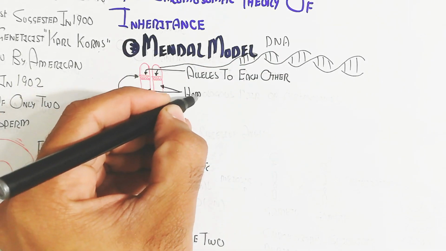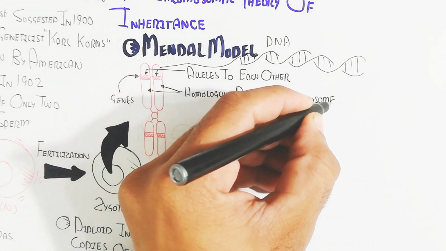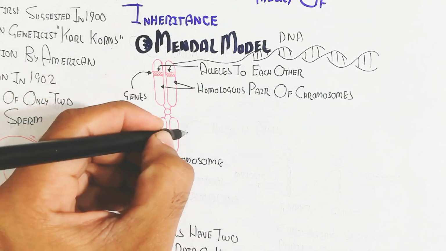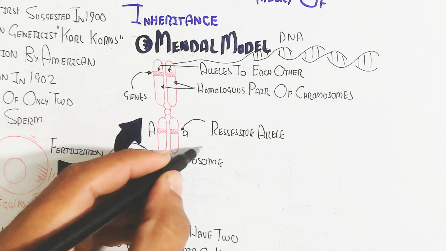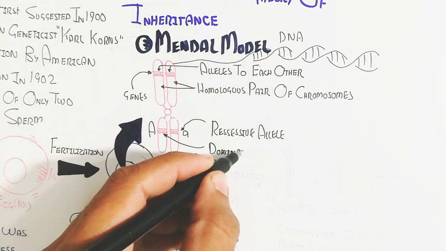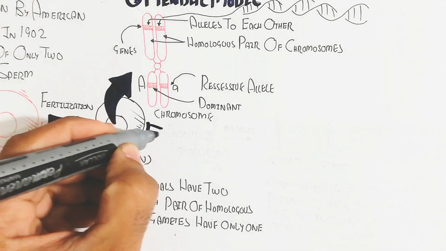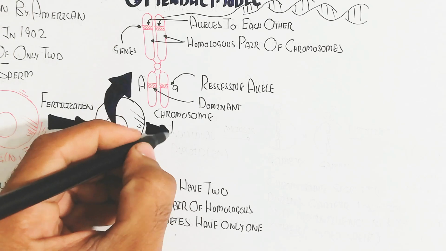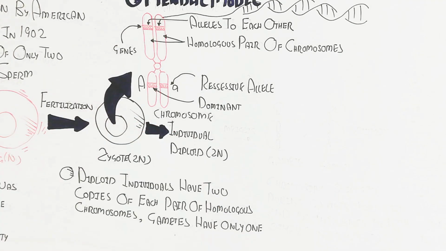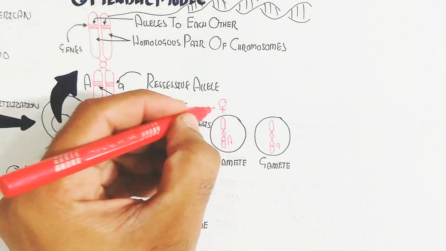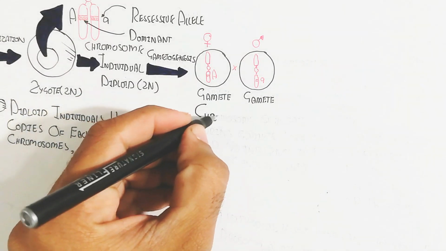The alleles are on the chromatids of the homologous chromosomes, and this is the centromere, with capital A and small a. Small a is recessive to capital A, so capital A is dominant, for example the color of skin or other traits. So in this way the chromosome contains genes, and the homologous pair of chromosomes carries recessive and dominant alleles.